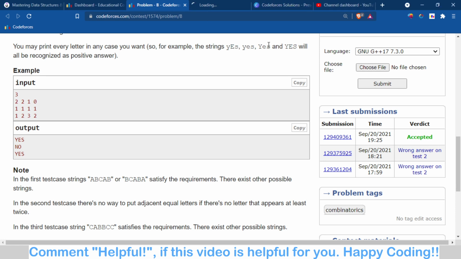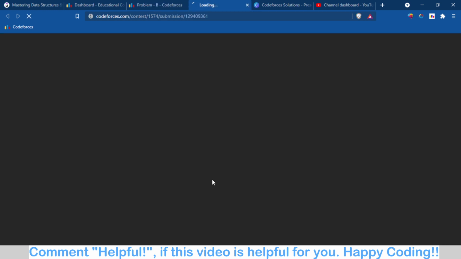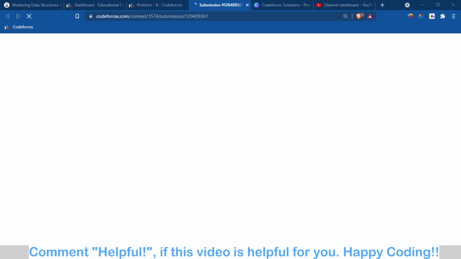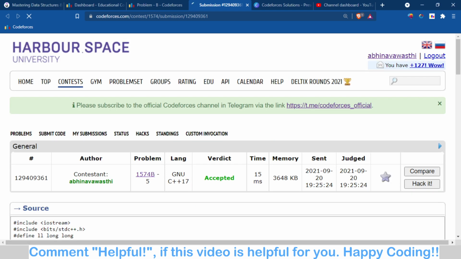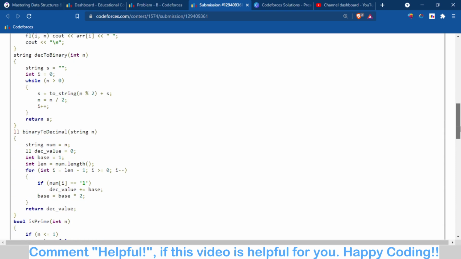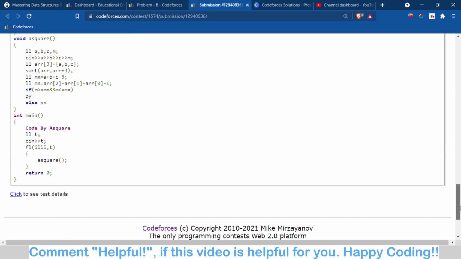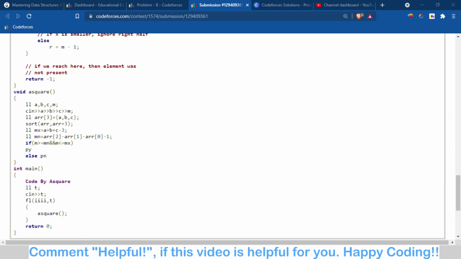Okay, so this is my code. It was accepted in the third attempt. So this is my solution. What I have done is I have just found the mx and mn values. Mx is max and mn is minimum, with the help of the formula that I have told you in the explanation. And if the m value lies between these mx and mn, then it is a yes. It will print yes, otherwise it will print no. That's the only solution of the video.